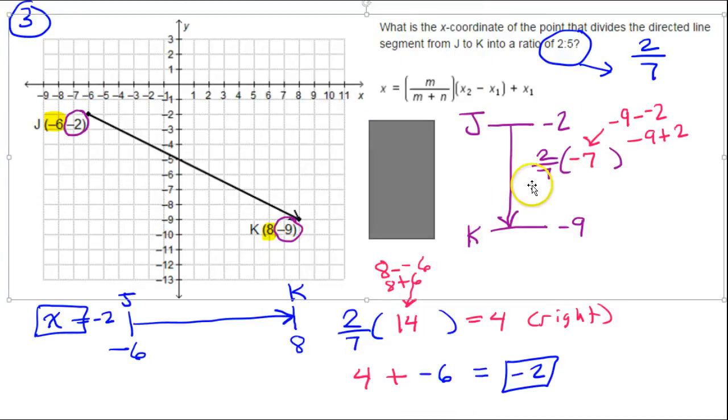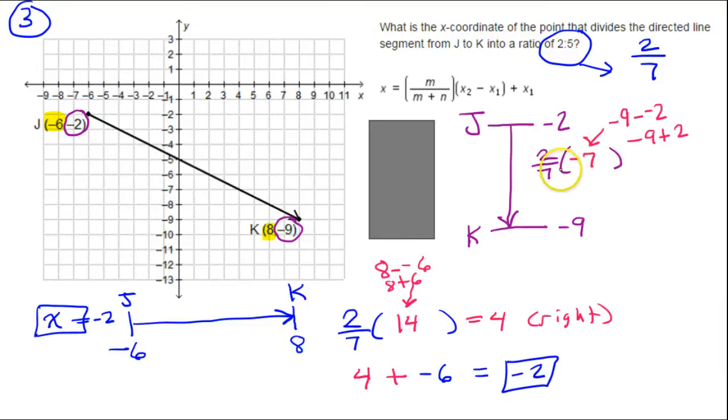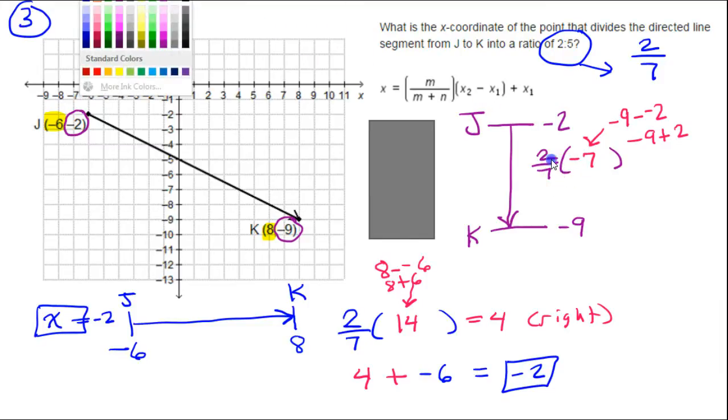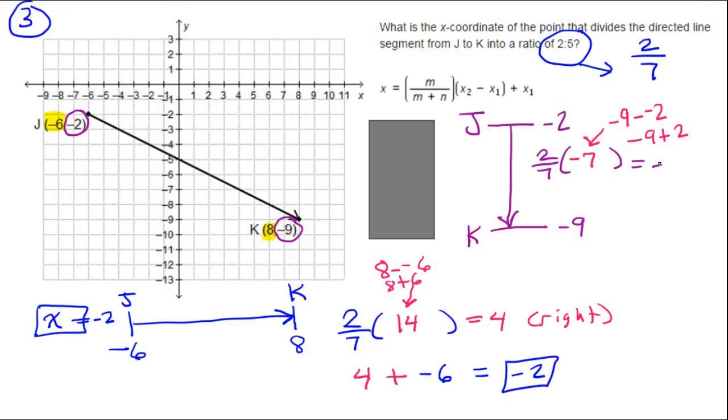All right, so how far do we go? 2/7 of the total distance. And what is that? Well, I know that this is going to come out to be negative 2. Again, if you need to, you can put that in your calculator, but I see that the 7s are going to cancel out. So that gives me negative 2.